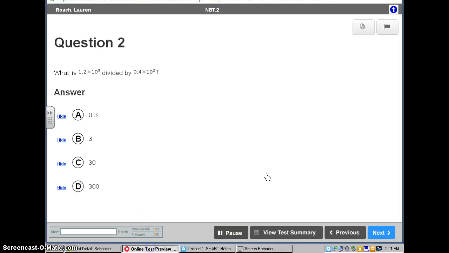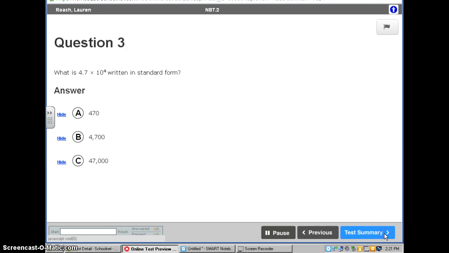One last example. What is 4 7/10 times 10 to the fourth power written in standard form? Well, standard form, you can see the answer choices. Standard form is when you just have the number, okay? Before we know what number it is, we actually need to multiply it so I can figure out exactly where that decimal belongs. So 4 7/10 times 10 to the fourth power.